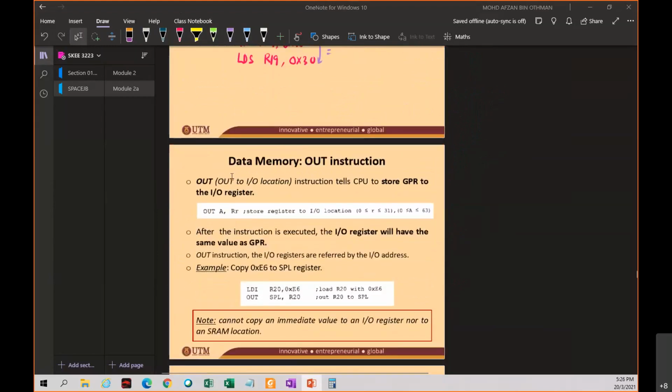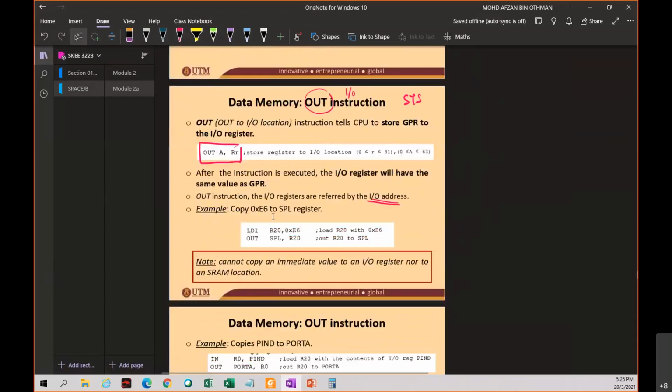The out instruction tells the CPU to store a GPR to an IO register. This is similar, lebih kurang sama dengan STS instruction. But for out, kita kena pakai IO addresses ataupun dia punya nama. This is the syntax: out IO address, Rr. After the instruction is executed, the IO register will have the same value as the GPR. So in this out instruction, the IO register is referred to by the IO address.